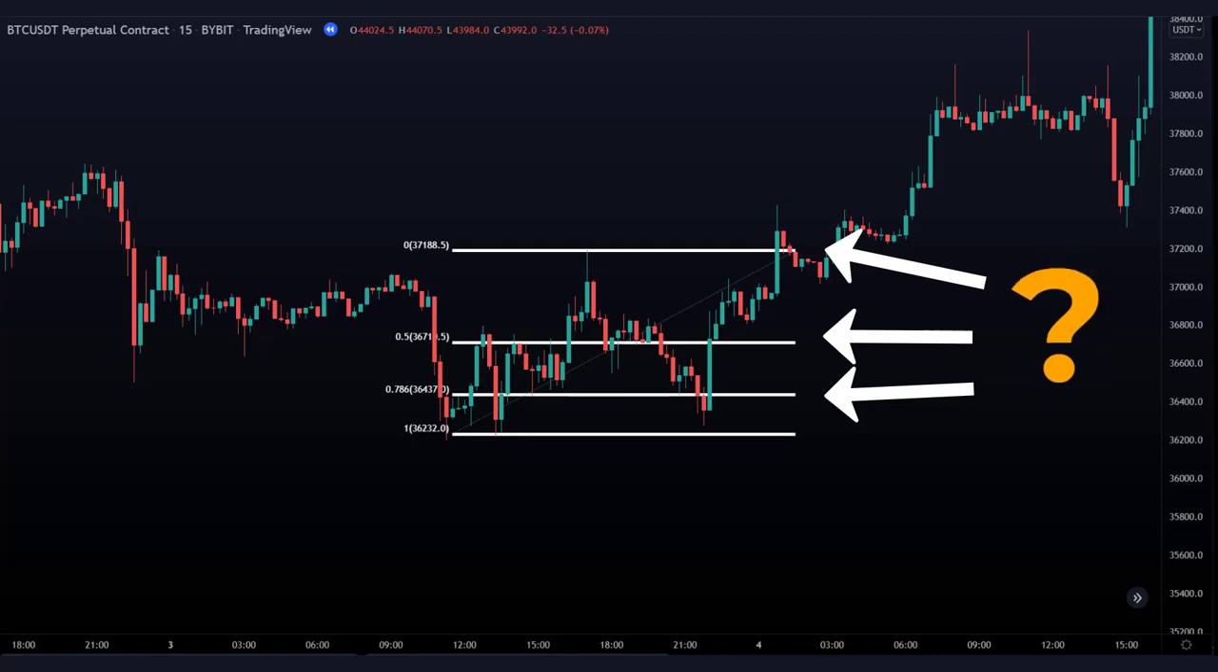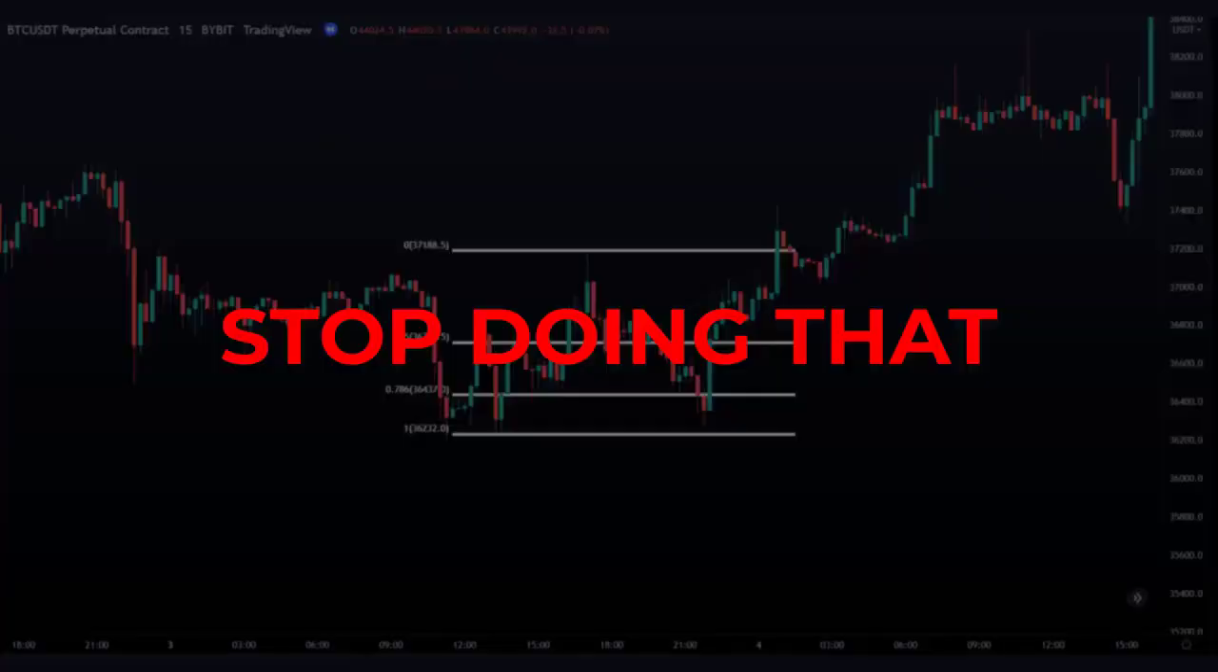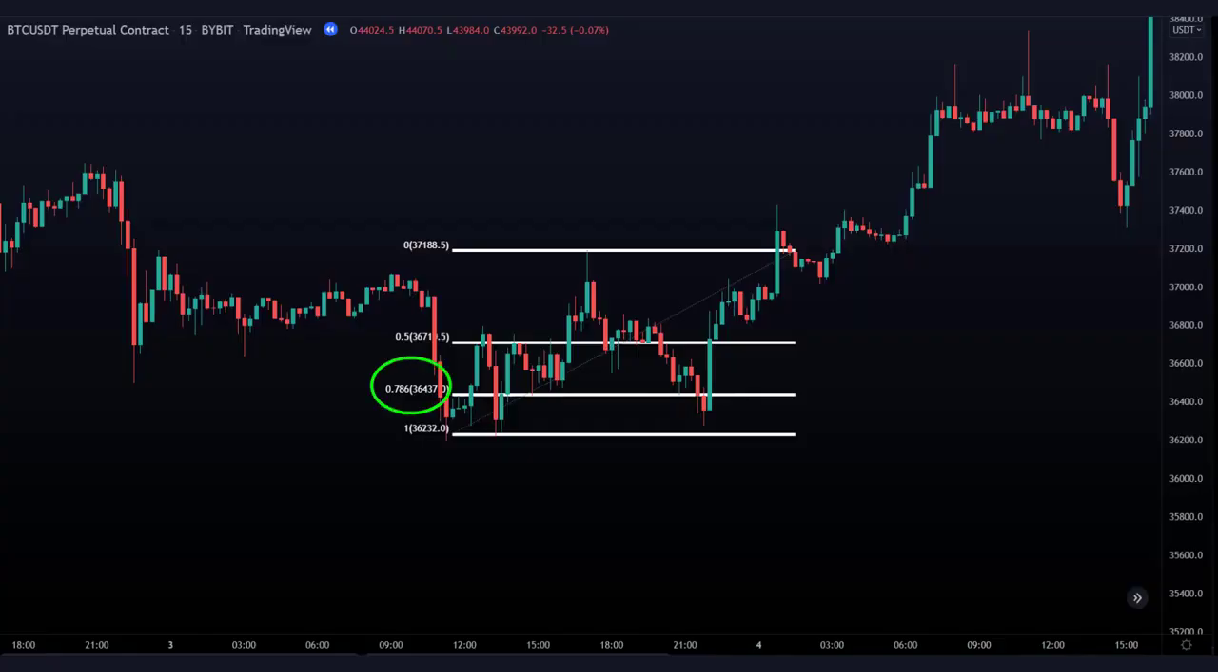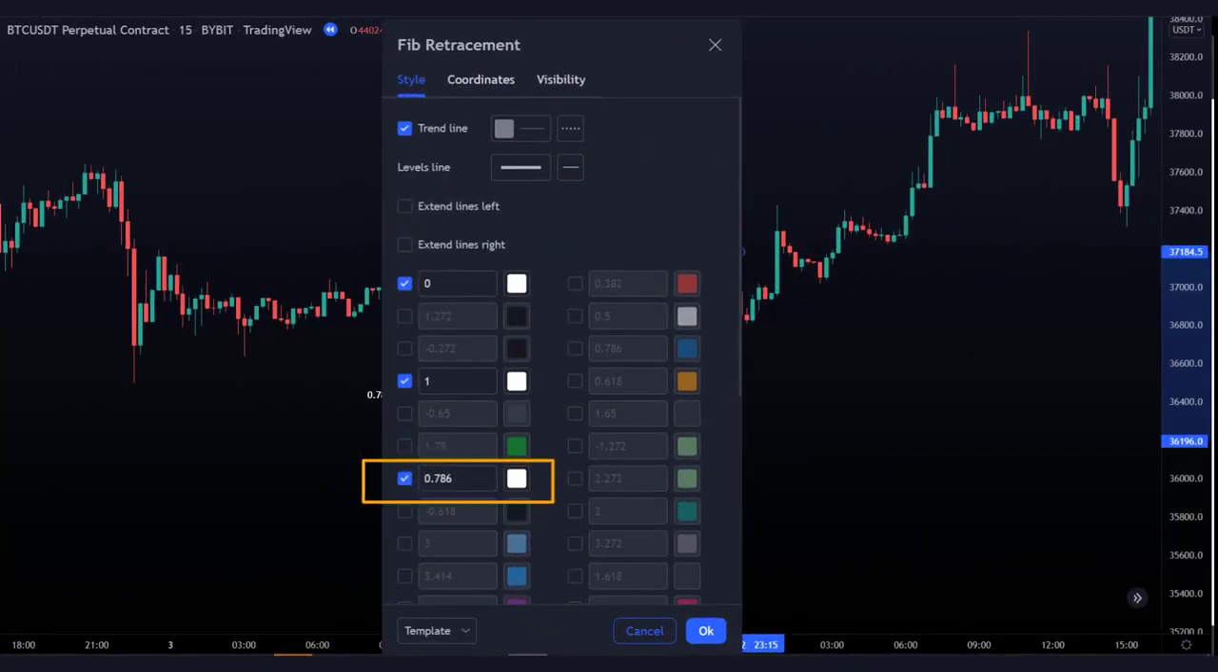They use every line available on the indicator, thinking they can predict the exact bottom. But let me give you some advice, stop doing that. The only level you need is the 0.786 level. We only want to have the most important level on our indicator. So before I explain the Fibonacci, first go to the settings of this indicator and tick only the 0.786 level.